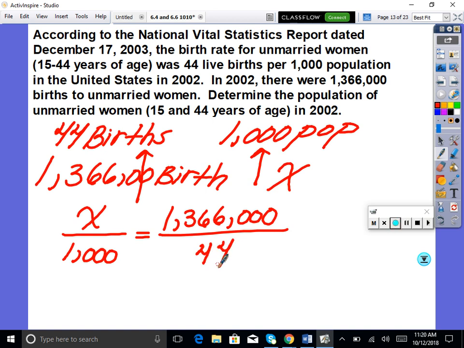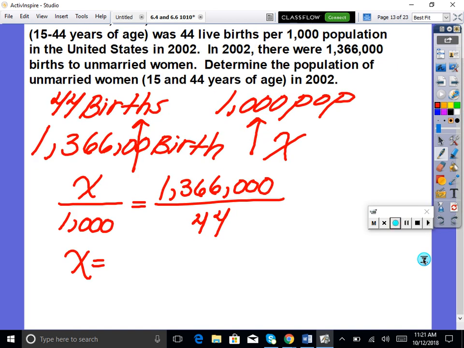So solve for X, what would we do? Times up by 1,000, ready, go, do that. And then divide it by 44. So we get 4. Wasn't that dang easy? Yes, it was. Okay, awesome. Next thing.